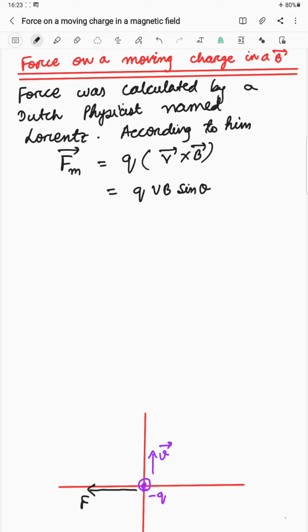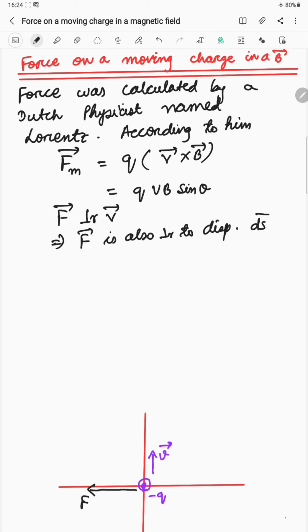Now here it is quite obvious that the force vector F will be perpendicular to V, because we know A cross B is equal to C, meaning A is perpendicular to C as well as B is also perpendicular to C. So this implies force is also perpendicular to displacement, that is the ds vector. Then what will be F dot ds? It will be 0. And F dot ds is nothing but work done. Work done is going to be 0.